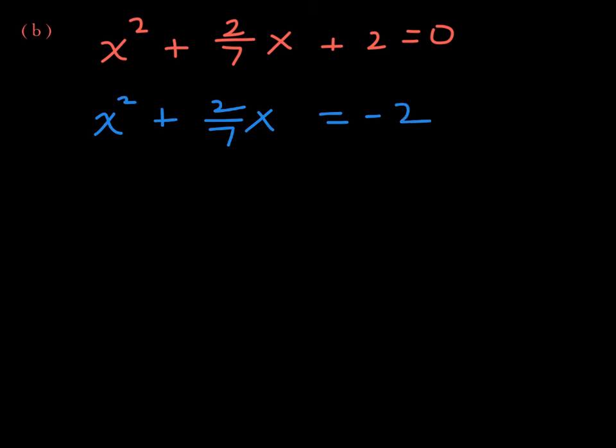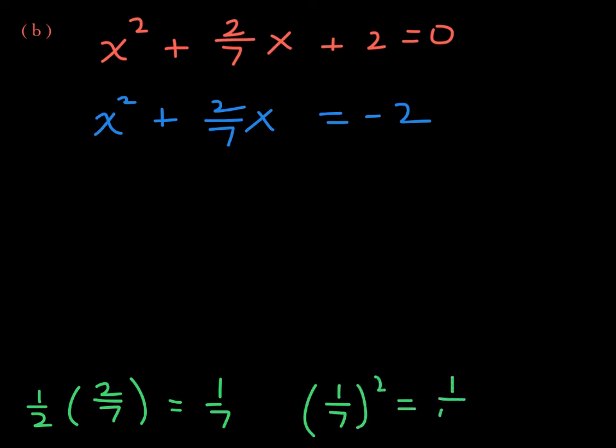I am now ready to complete the square by taking half of 2/7. Half of 2/7 is just 1/7. And then I need to square 1/7, and I get 1 over 49. Don't forget that when you square 1/7, you get 1/49. That's going to come up in just a second. All right, so I'm going to add to both sides of my equation this square, 1 over 49.